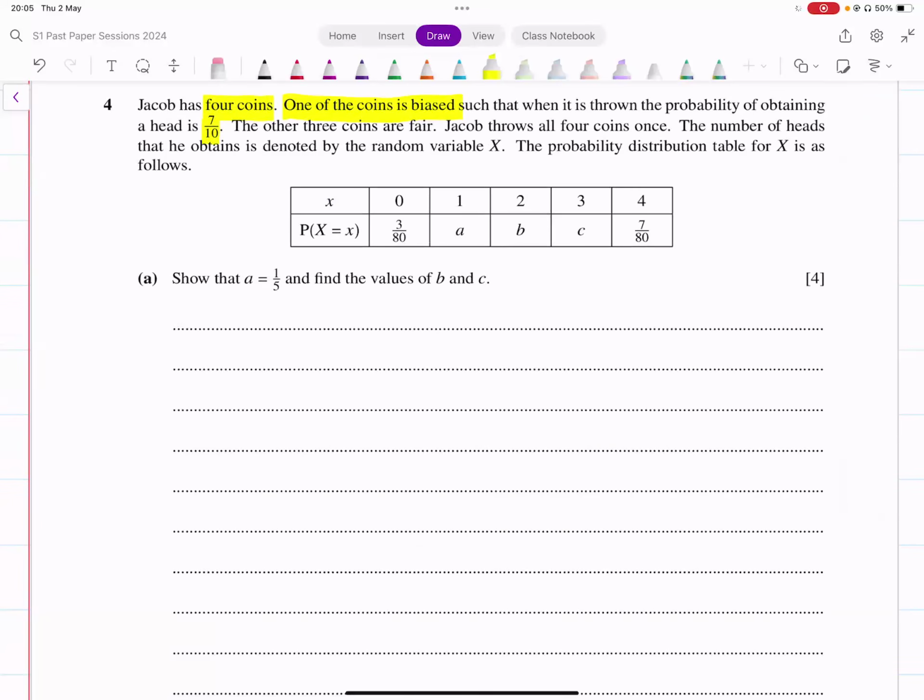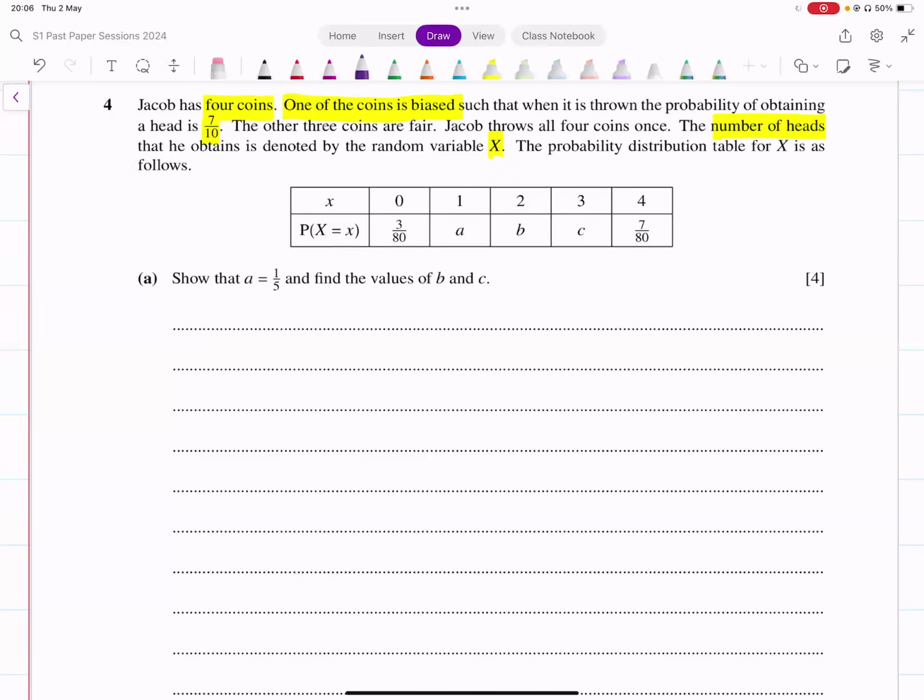Jacob throws all 4 coins once. The number of heads that he obtains is denoted by the random variable x. The probability distribution table for x is as follows. Show that a equals 1/5 and find the values of b and c. Okay, now how can we do this? We need to find the probability of getting 1 head, right? Because it says the number of heads is what they're calling x.